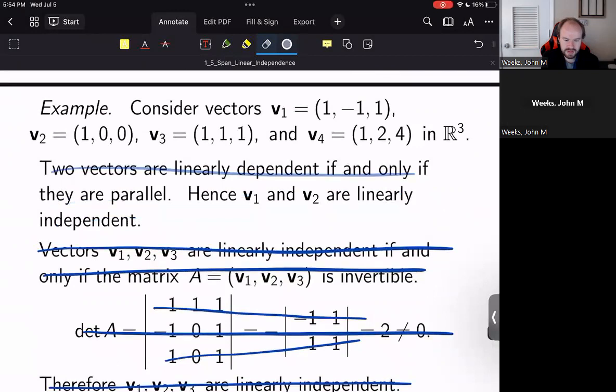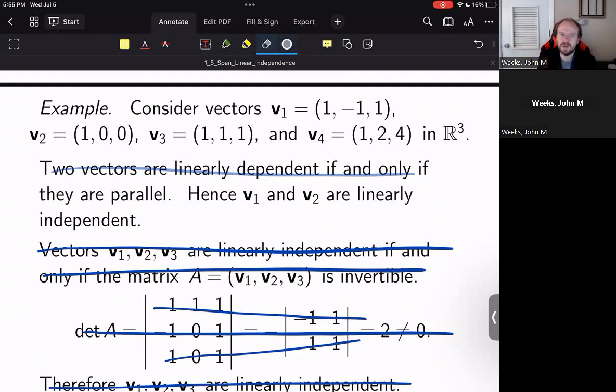Let's take the vectors, first of all, v1 = (1, -1, 1), v2 = (1, 0, 0), v3 = (1, 1, 1), v4 = (1, 2, 4). And let's see if we can find that linear dependence relationship. Well, maybe I could start by taking a look at pairs of these vectors. We know that any 2 vectors are linearly dependent whenever one is a scalar multiple of the other. But looking at v1 and v2, I see that there's no scalar multiple of one versus the other. No way to make that work. Hence, these 2 are linearly independent.